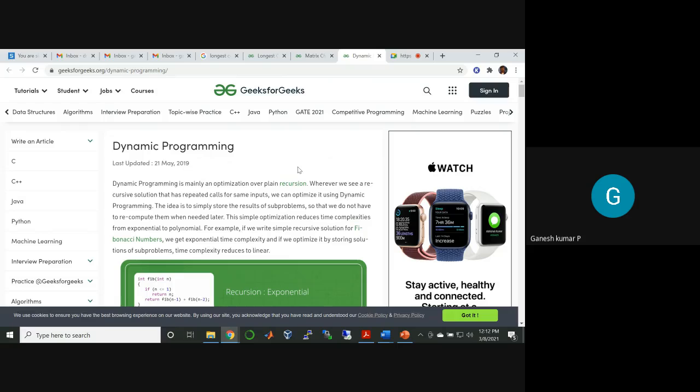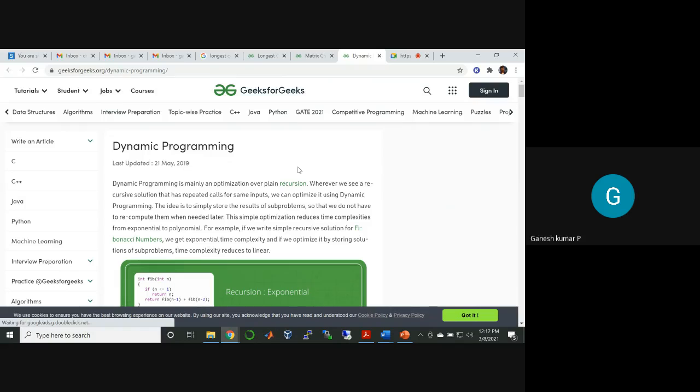So what is the nature of the problem that is solved using dynamic programming? You should remember that the nature of the problem that is solved using a dynamic program is an optimization problem. So here you should ask a question: what is meant by an optimization problem?